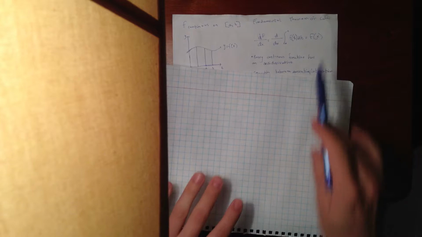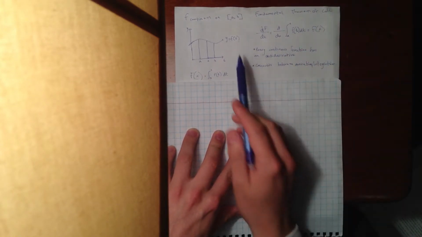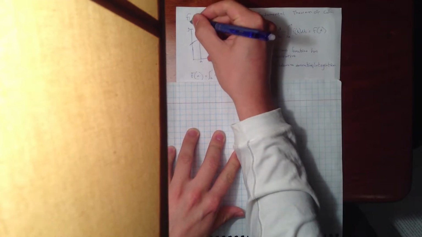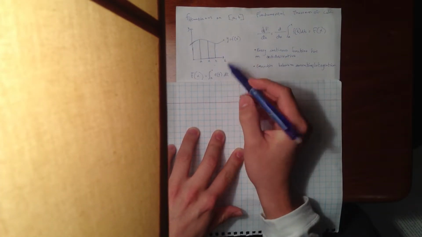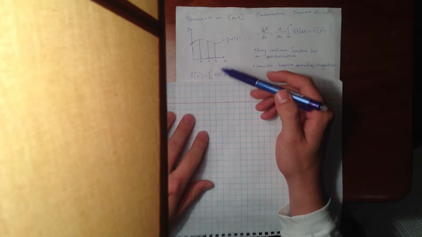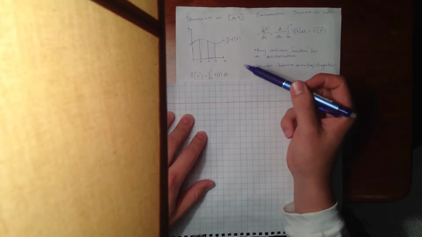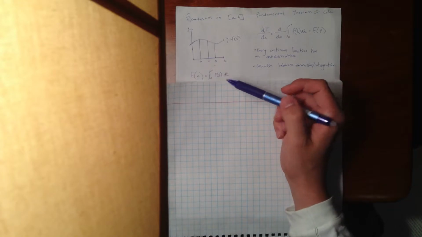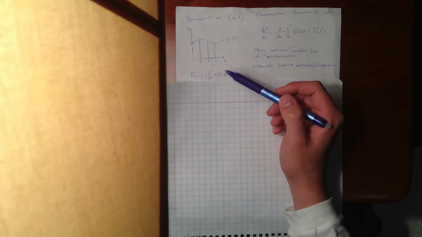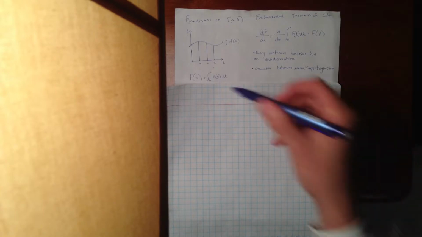Today we're going to look at the fundamental theorem of calculus. What this theorem basically says is that if f is continuous on an interval from a to b, the antiderivative of the function at the same intervals is going to be the definite integral, or the area below.